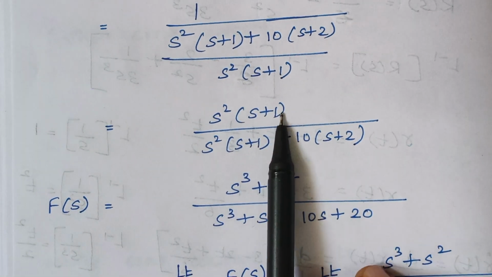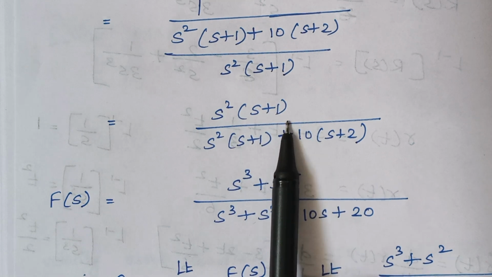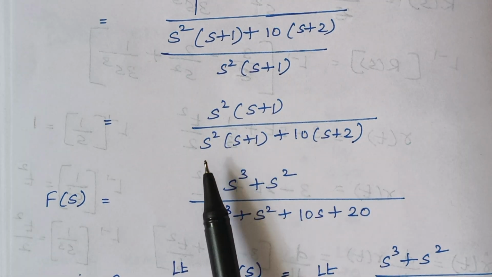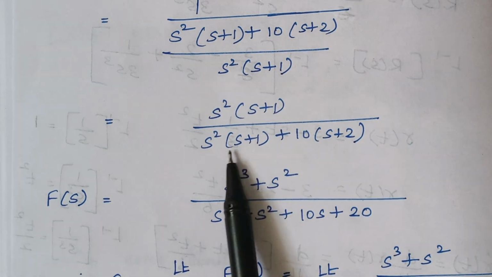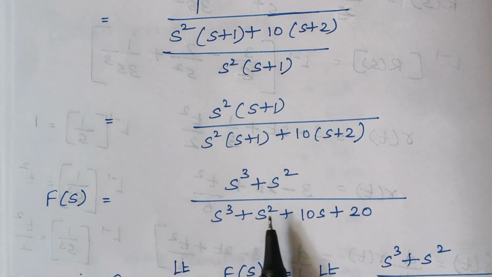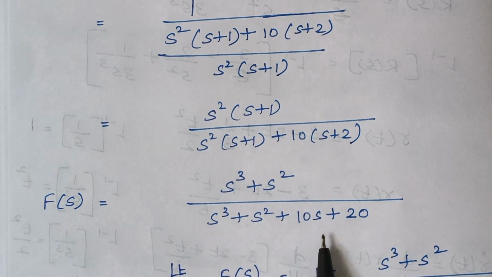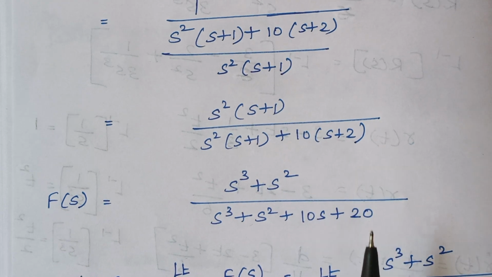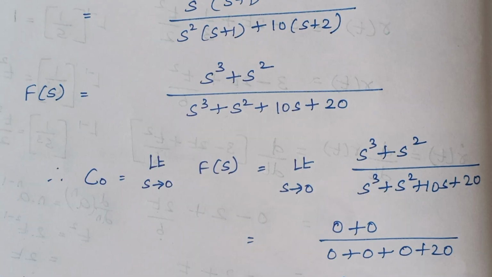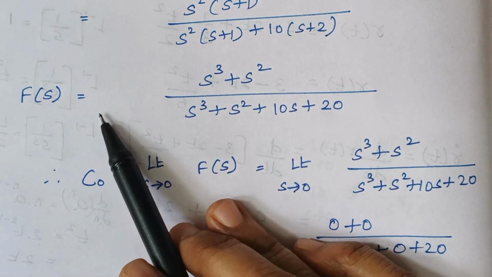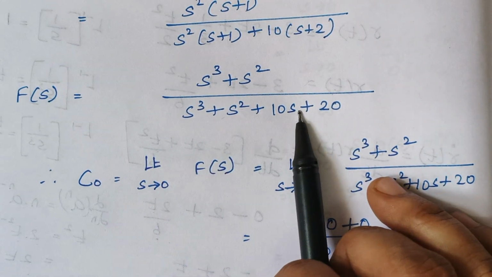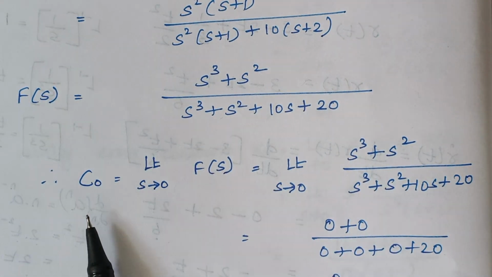That is s square into s cube, s square into 1, s square. Similarly, s square into s cube, and s square into 1, s square, plus here 10 into s becomes 10s, plus 10 into 2 becomes 20. So this is our required f of s expression, and the thing is we need to find C naught.